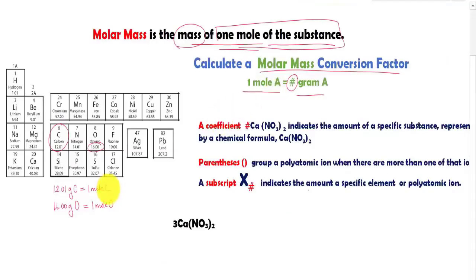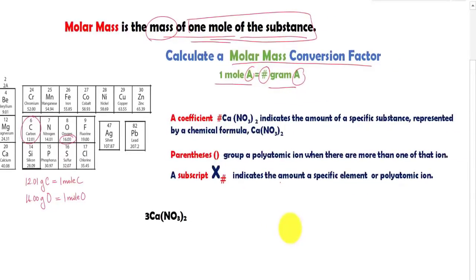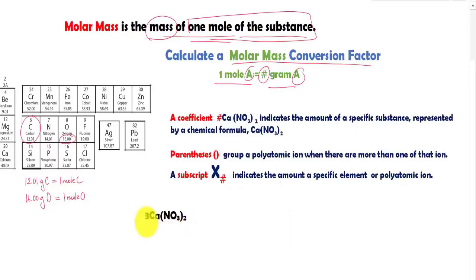In this case, the molar mass of carbon and oxygen are easy. We can just look at the periodic table to determine their molar mass. However, what happens when the substance A becomes extremely complicated, such as the one right here, 3Ca(NO3)2? In order to solve for the molar mass of the substance, we need to know the different parts of a chemical formula.